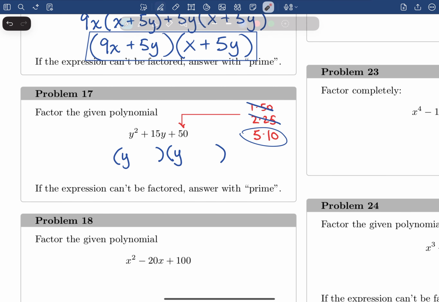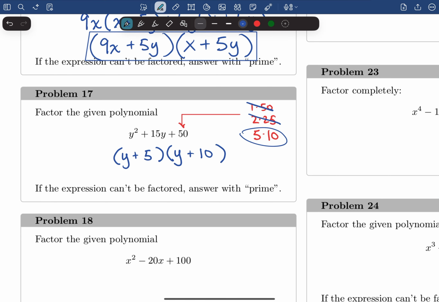So this is the set of factors I'm choosing based on the fact that they have to sum to make this middle value 15. And so I place them here, and they're both positive, so I put plus signs here and here. It doesn't matter if I put the plus 10 here or the plus 5 here. I could have swapped these easily in this case, because the starting term is just y in both cases. All right, how can you confirm that you factored correctly?